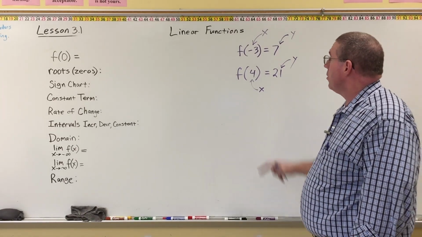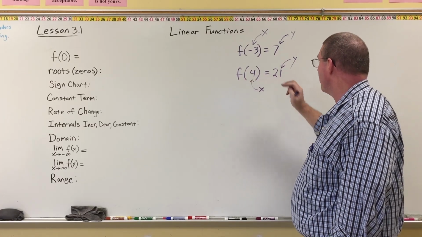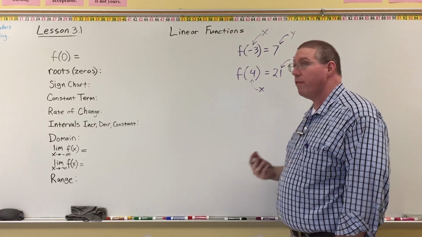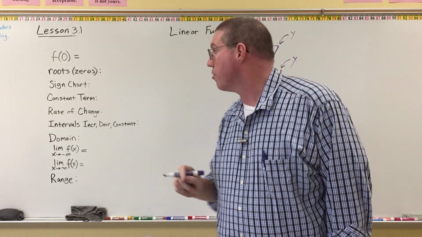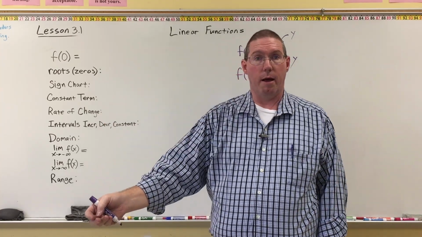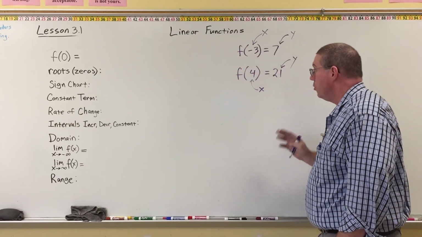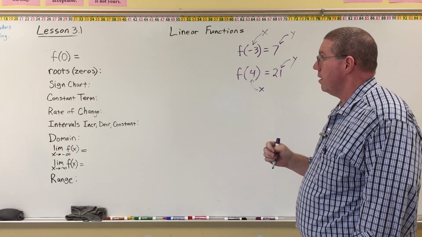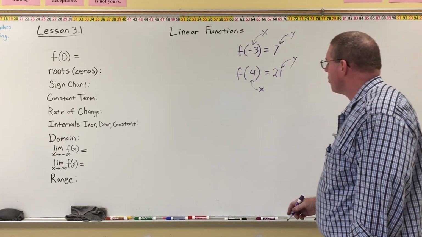So if all you knew is that f of -3 is equal to 7, and that f of 4 is equal to 21, well, this is actually enough information to be able to find the rate of change. Then once you know the rate of change, you can do what we just did previously, and identify the constant term, and then you'll have the function itself. So let's go ahead and do that.